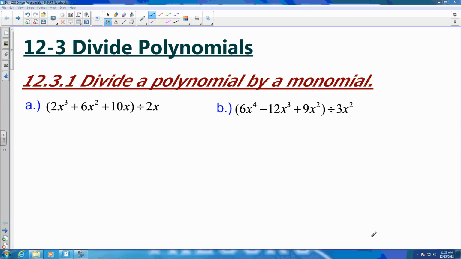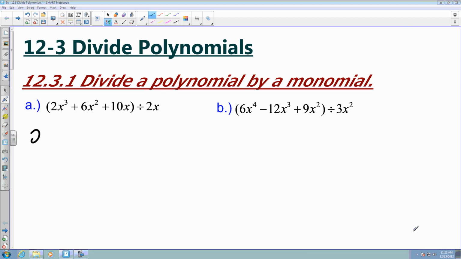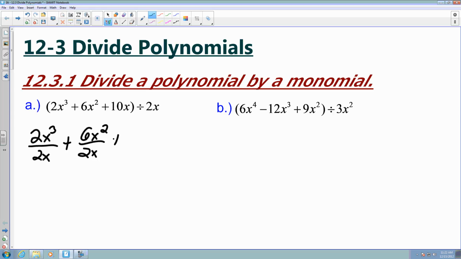So what I mean by simplify is, take example A: 2x cubed plus 6x squared plus 10x is all divided by 2x, which means you can rewrite this as 2x cubed divided by 2x plus 6x squared divided by 2x plus 10x divided by 2x.